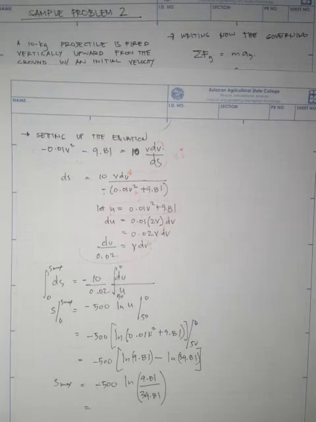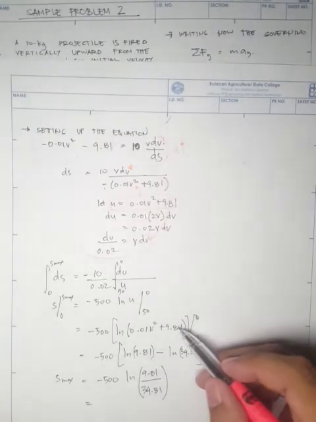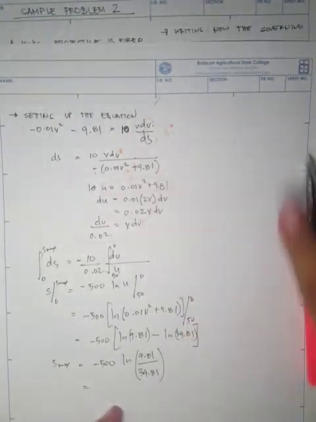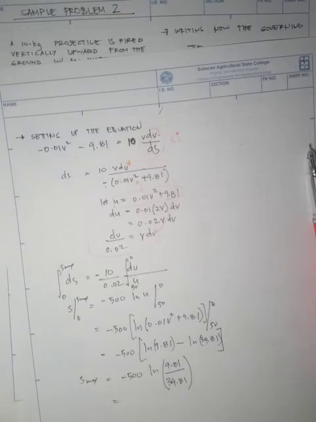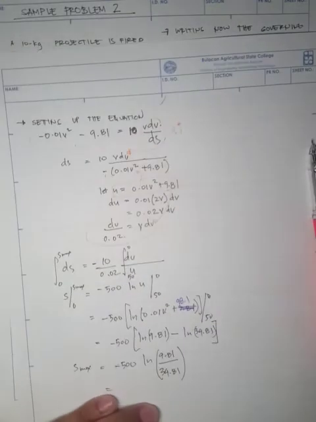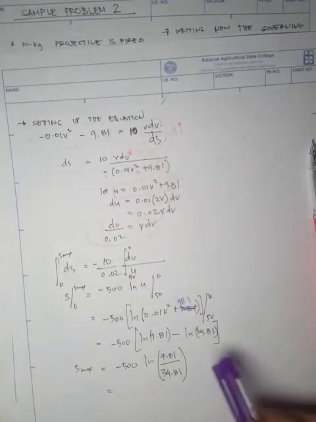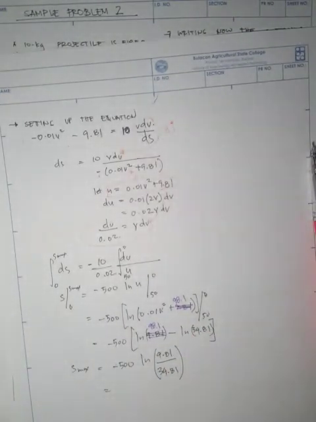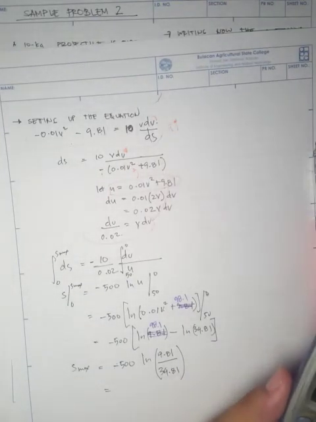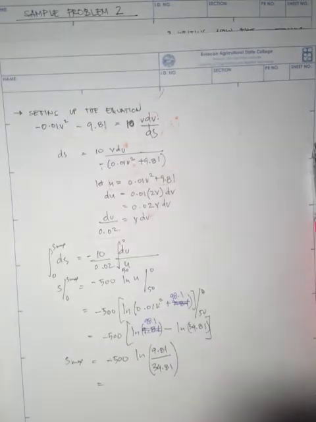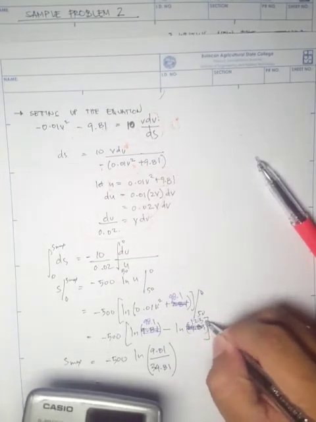Sorry, it's not 9.81. This is 98.1. Right, so let's try. This is 98.1. So if this is 98.1, this would be 98.1, and then this one would be 50 squared times 0.01 plus 98.1. Right, so this is 123.1.